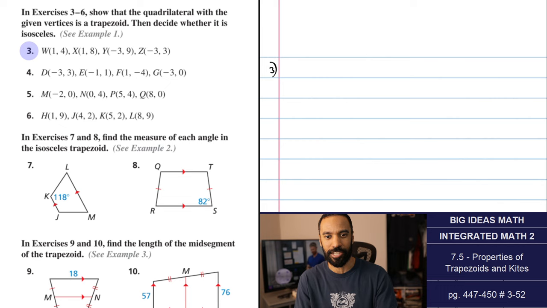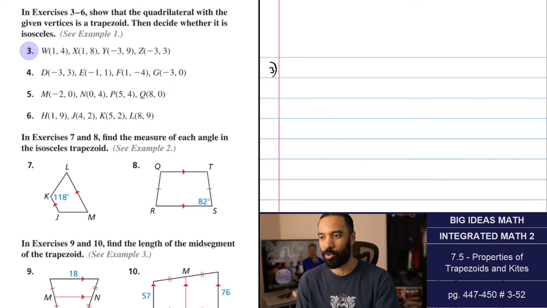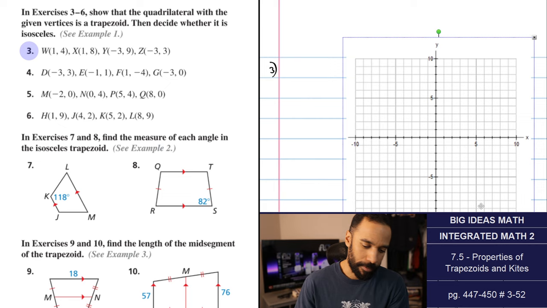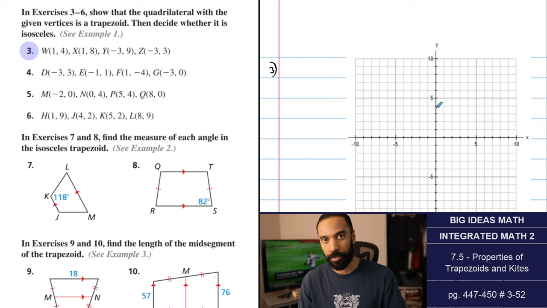All right, numbers 3 through 6. Show that the quadrilateral with the given vertices is a trapezoid, then decide whether it is isosceles. So we're going straight to graphs. I'm going to copy and paste right now. I'm going to go a shorter method with these. Whenever I come up with the distances, I use the slopes and such and count them, and Pythagorean theorem. I don't use distance formula, so to speak.